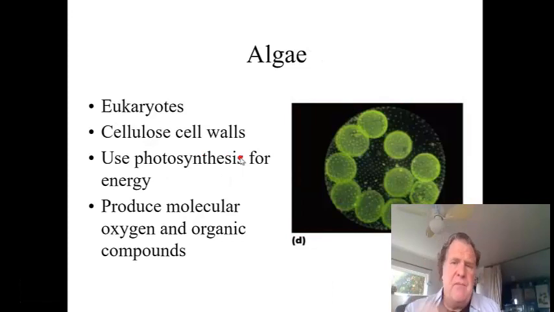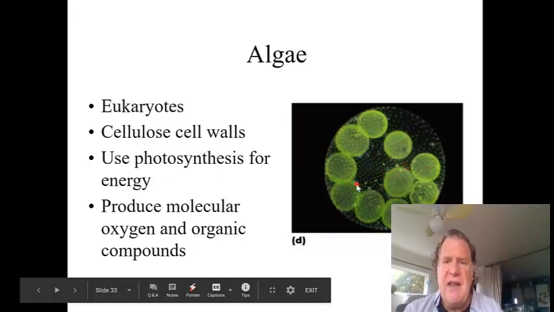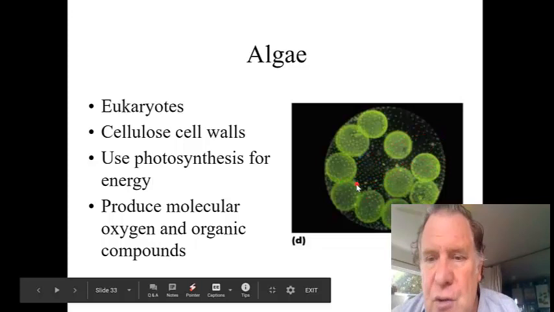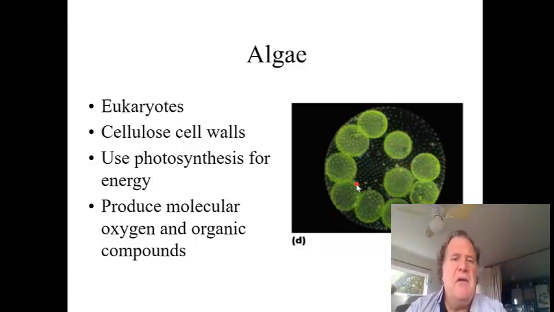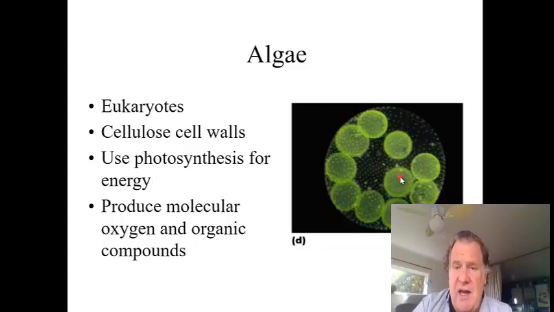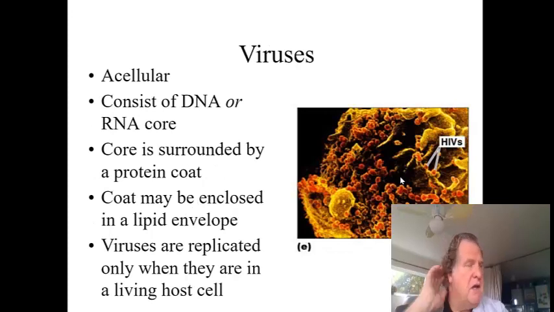Algae. This is one that hopefully we'll get a chance to look at. This is called the Volvox. It's one of the most beautiful organisms you can see underneath the microscope. Algae have cellulose for their cell walls as well as other carbohydrates. They use photosynthesis for energy. They produce molecular oxygen and various organic compounds like sugar. Like I said before, most of the oxygen that we breathe actually comes from algae, and a lot of the food that we eat, the fish in the sea, all depend on algae to get their carbon and chemicals.